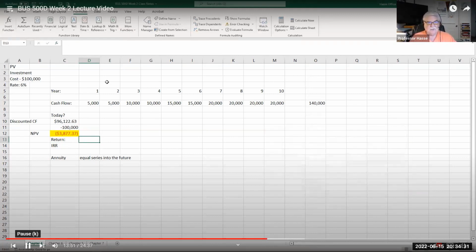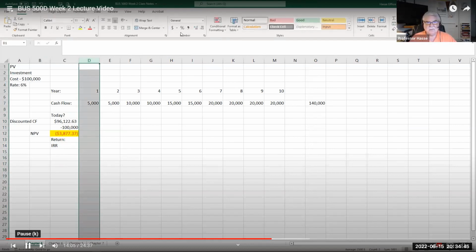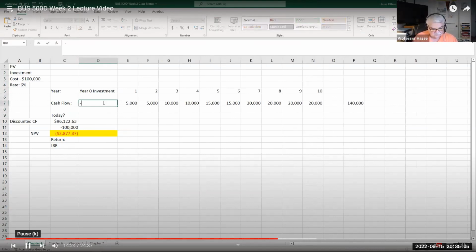let me just redo this spreadsheet here. Let's add another column here. Make this easy to understand. There we go. And we'll call this year 0, and that's the investment year. And we're investing $100,000.